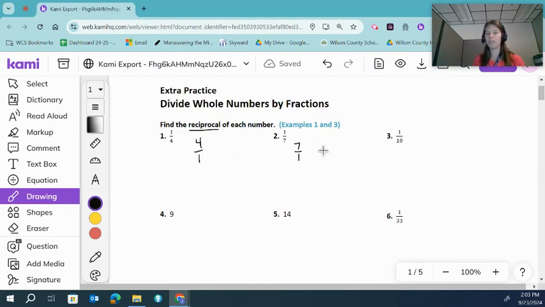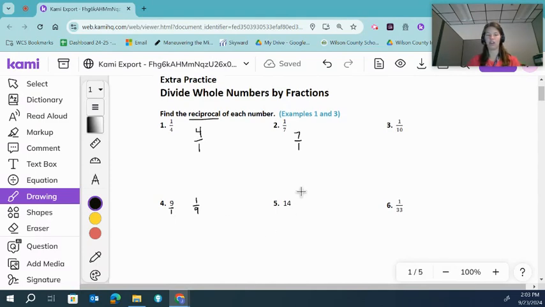Remember that whole numbers written as fractions is just over 1. So my reciprocal of 9, 9 written as a fraction is 9/1. So the reciprocal would be 1/9. There are a couple more for you to try on your own.